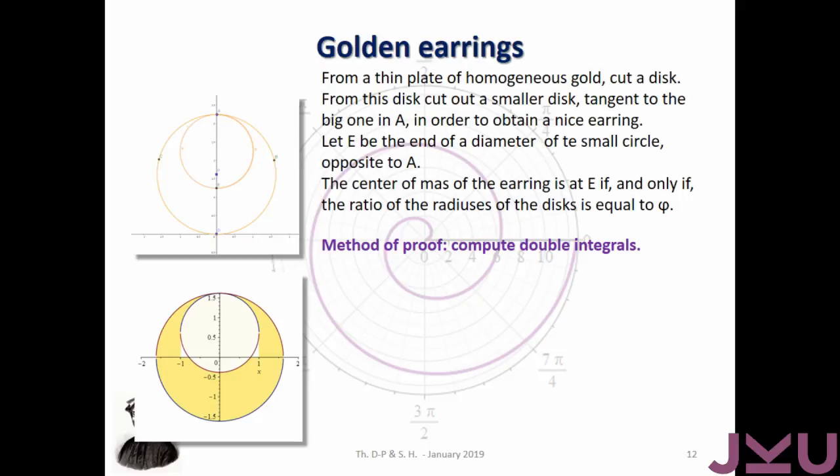And if you want the center of mass to be exactly here on the edge, the ratio of the radius of the big disk and the small disk has to be the golden ratio. So this is a double golden ring.